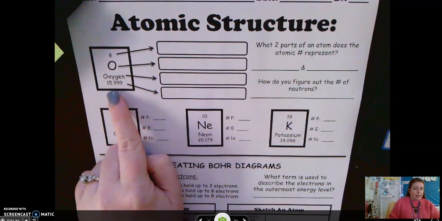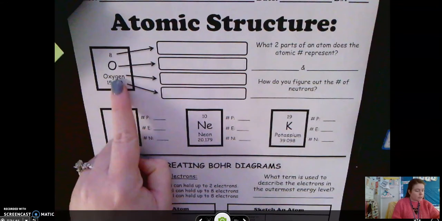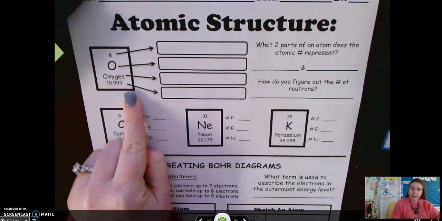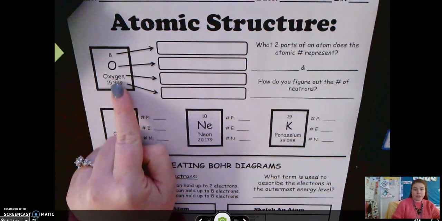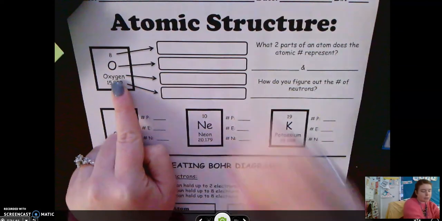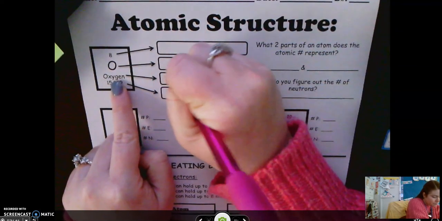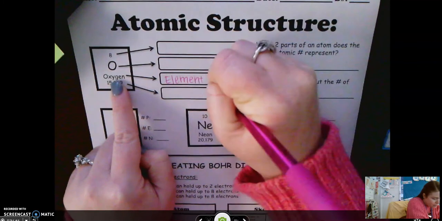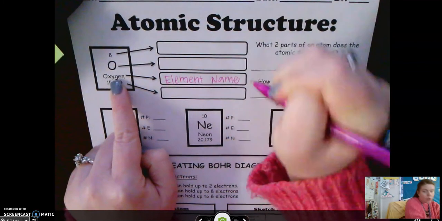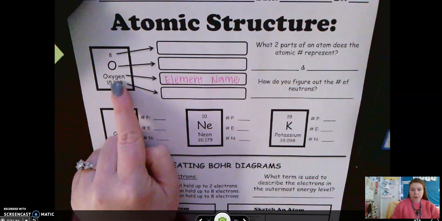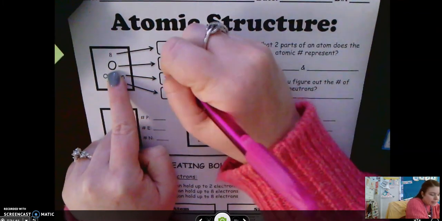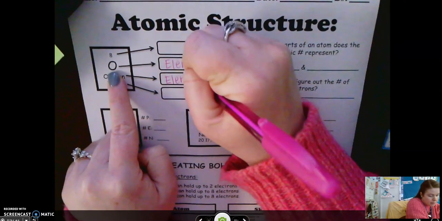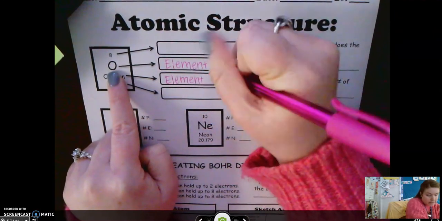So we're going to start with oxygen, and we're going to decipher what each of these parts within this little element box represent. Let's start with oxygen. This is probably the most recognizable one to us, and this is going to be our element name. When we write out the symbol for oxygen, it's going to be the letter O. And so that letter O that we see in the box is going to be called our element symbol.